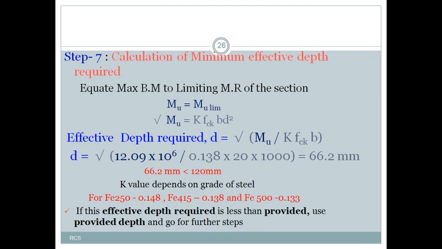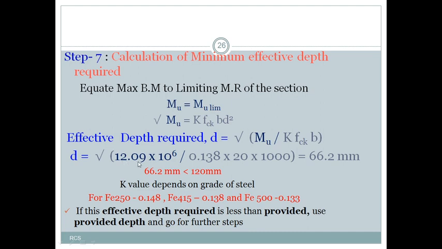After calculating Mu, by equating the ultimate moment and the limiting moment of resistance of the section, we have to calculate the minimum depth required. Please note, this is a copy paste mistake, this root is not there. The formula will be Mu equal to K into fck into bd square. From this we can calculate d equal to the square root of Mu by K into fck. The K value depends upon the grade of steel. So we substitute the values of Mu, K, fck and b.